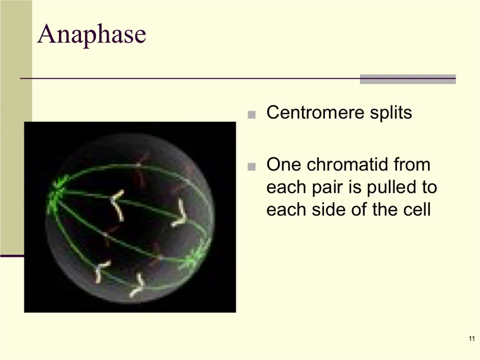During anaphase, the centromere, which is the structure that was holding the two sister chromatids together, is pulled, and one chromatid from each pair is pulled to each end of the cell. Those two sister chromatids are now pulled apart so that we have 1, 2, 3, 4 going to this end of the cell, and 1, 2, 3, 4 going to this end of the cell. That divides the DNA in half evenly.